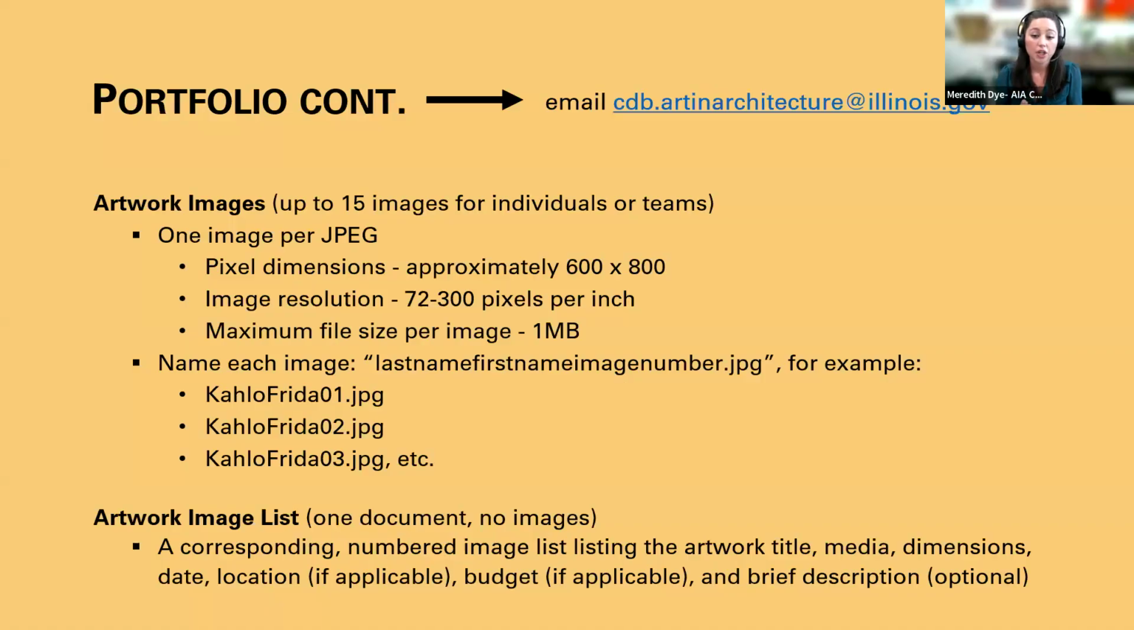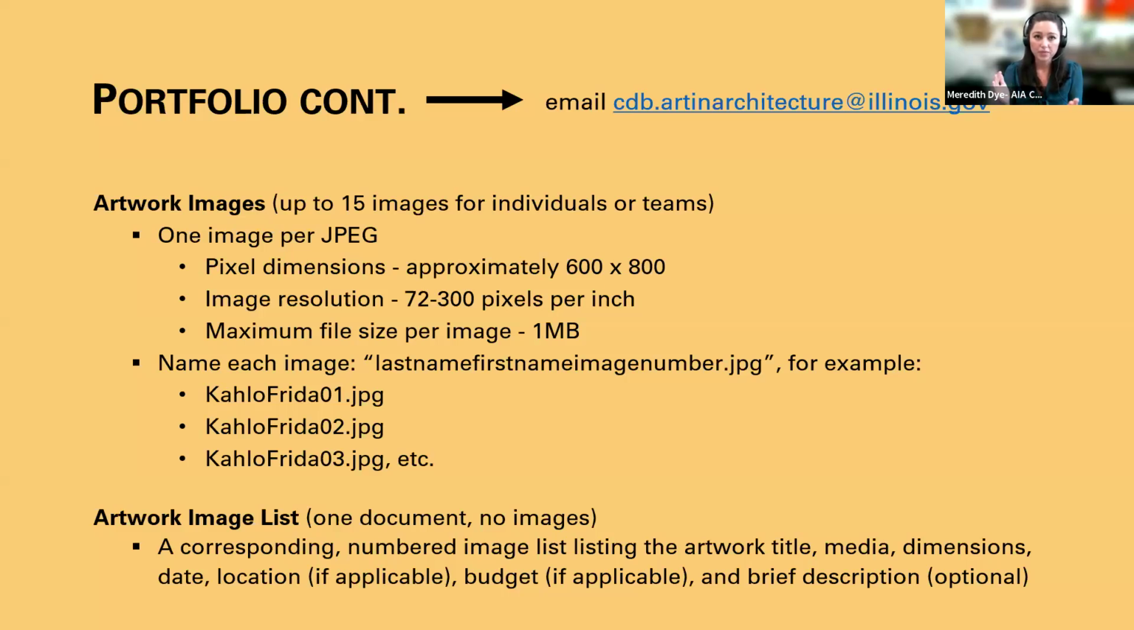All right, so your artwork images, you can submit up to 15 images, and that includes individuals or teams. So if you do have a multi-artist team, you could decide how you divide that 15 up amongst both of you, or more of you. So your artwork images, 1 image per JPEG. The pixel dimensions could be approximately 600 by 800 pixels. The image resolution needs to be between 72 to 300 per inch, and the maximum file size would be 1 megabyte. You don't have to abide by this exactly, but just keep in mind, you want your images to be as clear and presentable to the committee as you want them to be.